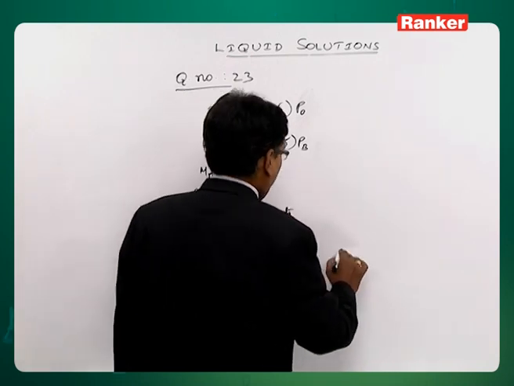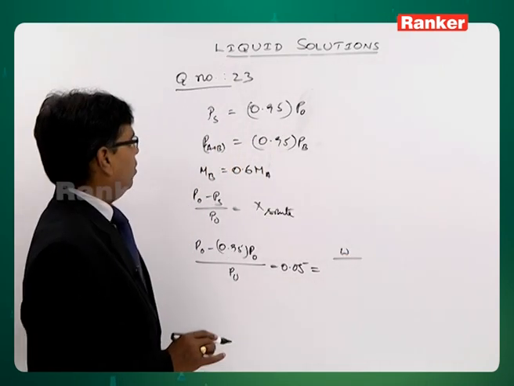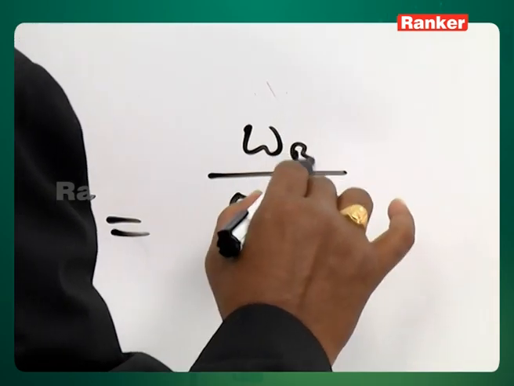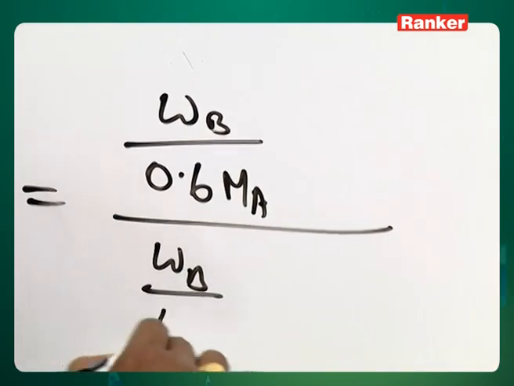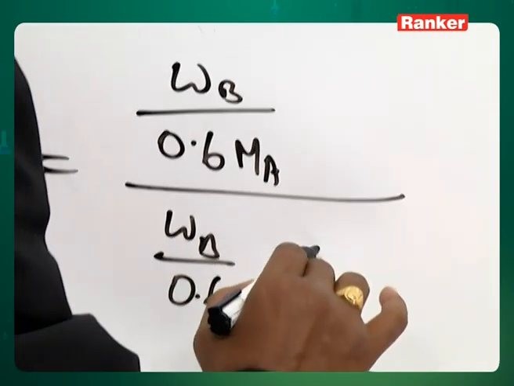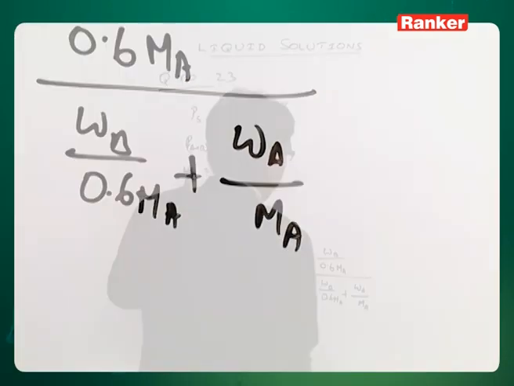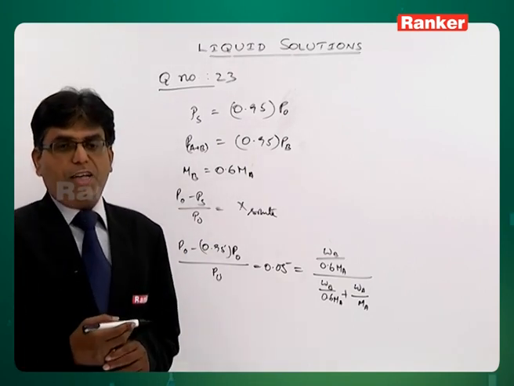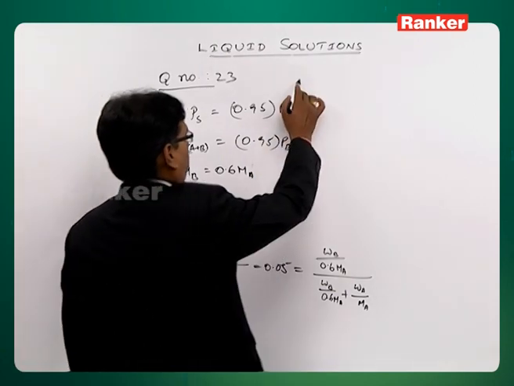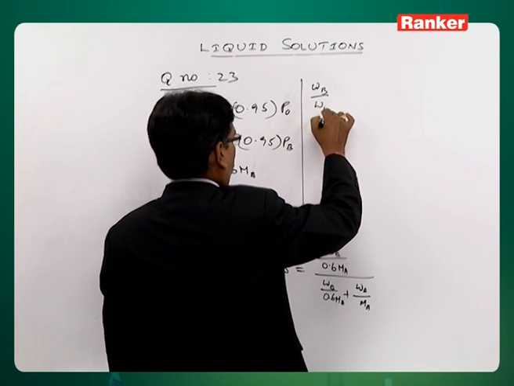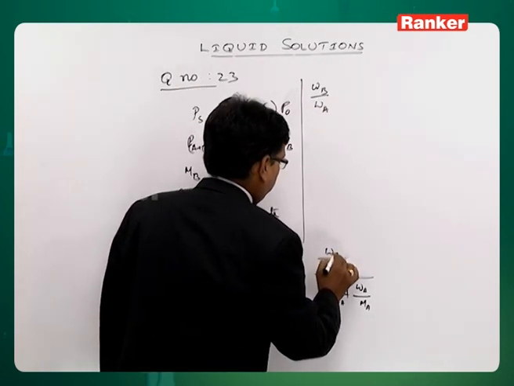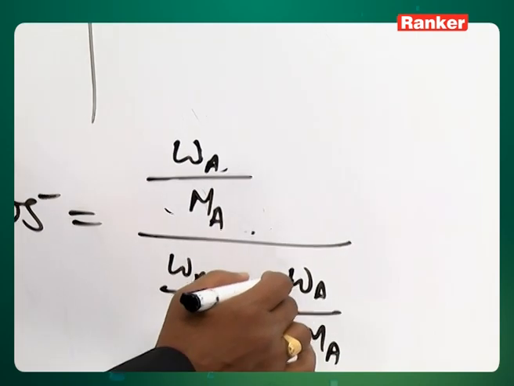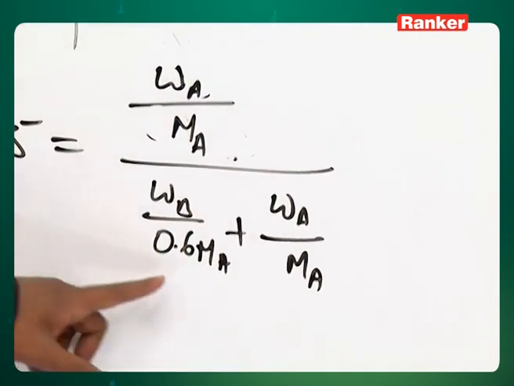Mole fraction of solute is nothing but weight of solute by molecular weight of solute, divided by weight of solute by Ma plus weight of solvent by 0.6 Ma. Now, the question asked is what is the relation between Wb and Wa, the weight ratio of solvent and solute. So, Wa by Ma is equal to Wa by Ma plus Wb by 0.6 Ma.